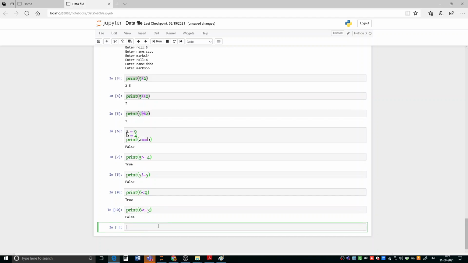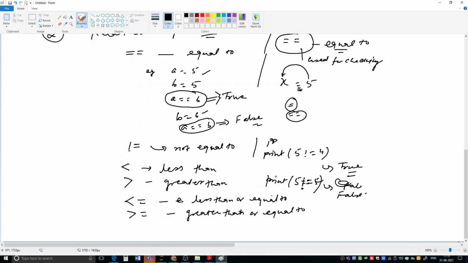Okay, so that is how these relational operators work. We will be using these operators in our programs. Just now we have seen the demonstration of how these operators work, but later on we will be using these operators in our programs.